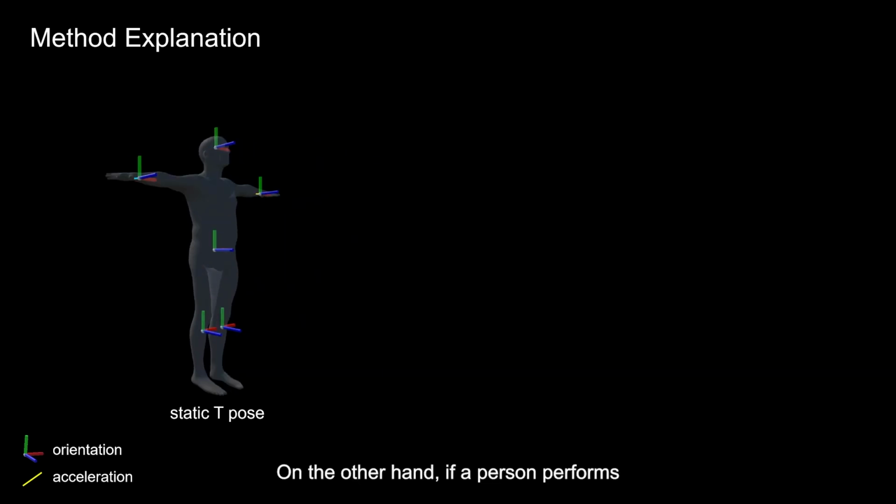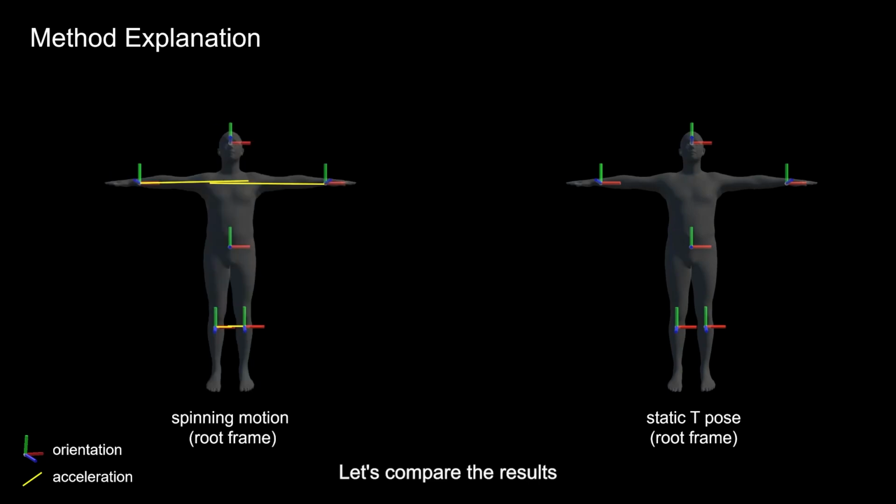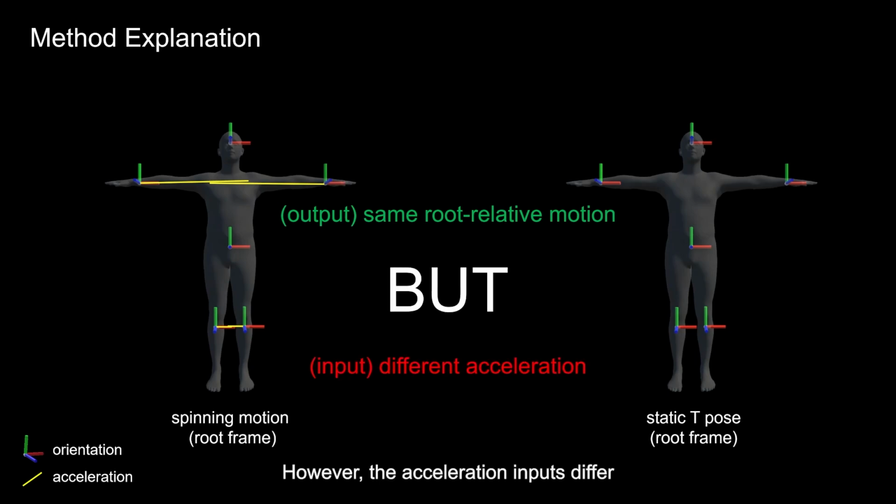On the other hand, if a person performs a static T pose, when transformed to the root frame, it results in a static T pose with 0 accelerations. Let's compare the results. Since the two cases have the same root relative motion, we would expect the same output for the local pose estimation task. However, the acceleration inputs differ significantly between the two cases.